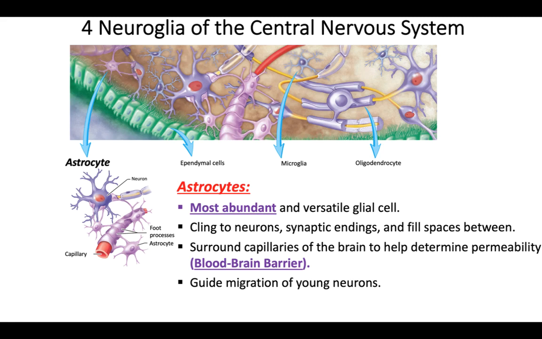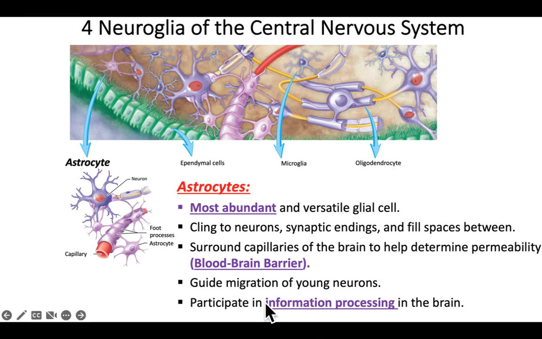And then these astrocytes are also found to be important early in your development, guiding neurons to where they're supposed to be. And then they do a little bit of information processing. We're not going to really talk about that. That's a little too deep for us.